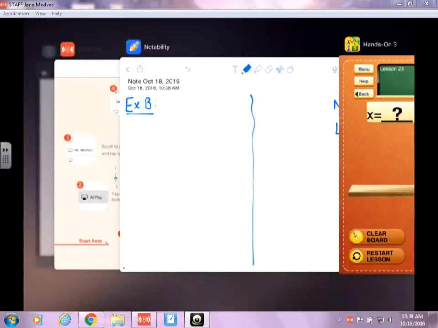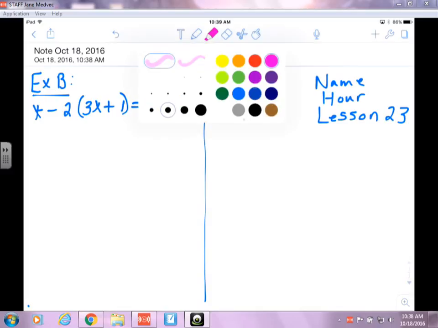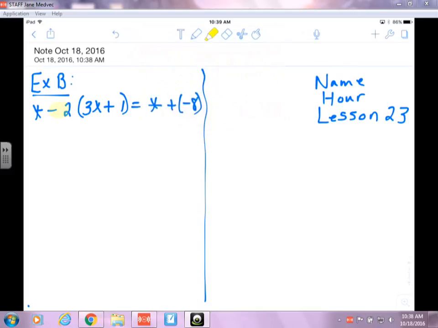So I'm going to go into Notability, and I'm going to go ahead and write that problem down. Star minus 2 parentheses 3x plus 1 parentheses equals star plus a negative 8. Okay? Again, what's going to cause you problems? Well, it's going to be this part right in here. That's what's going to cause you problems today. And so let me show you how to do this now.